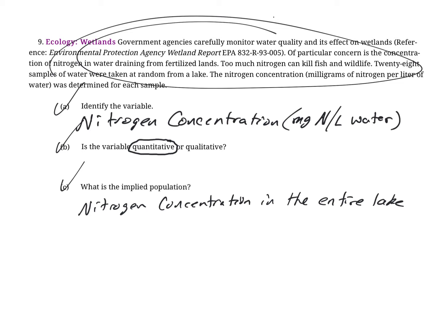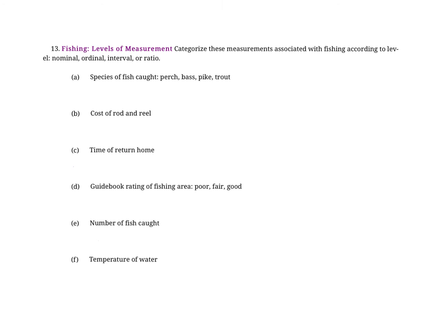What's an example of a qualitative? What else will be on your quiz? This guy right here. I will give you a scenario such as this. Categorize these measurements associated with fishing according to levels: nominal, ordinal, interval, or ratio. Hope this all blends together. Question A. Species of fish caught: perch, bass, pike, or trout.